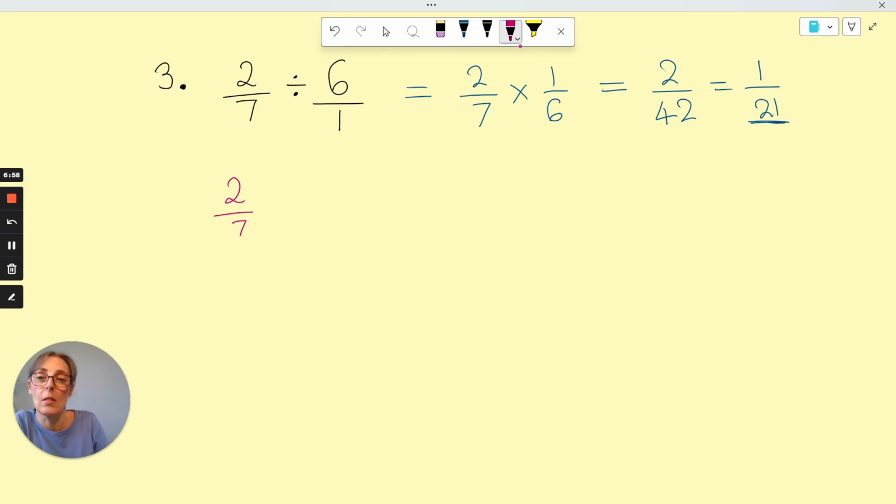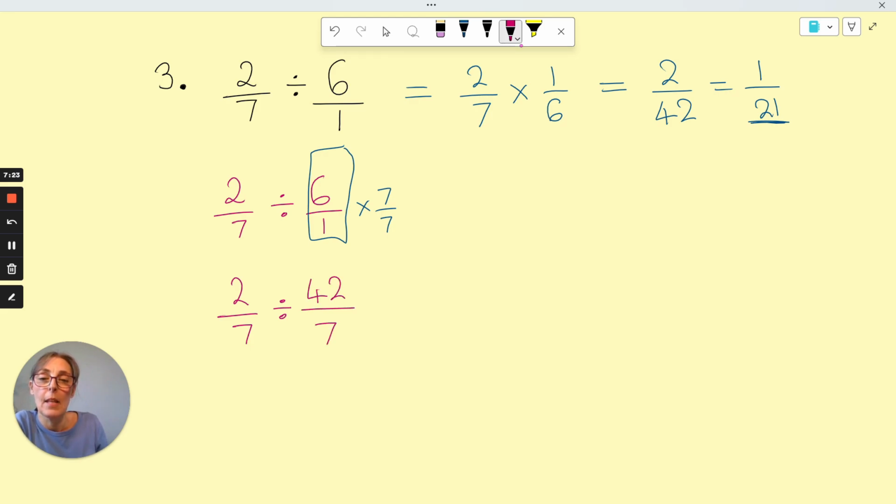2 sevenths divided by 6 wholes. Okay, so what I'm going to do is I'm going to keep 2 sevenths and I'm going to divide it by, and I'm going to turn this into, I'm going to multiply by 7 sevenths. 6 sevens are 42, and 1 times 7 is 7. Now that's the same as saying 2 divided by 42, and that's 1/21.